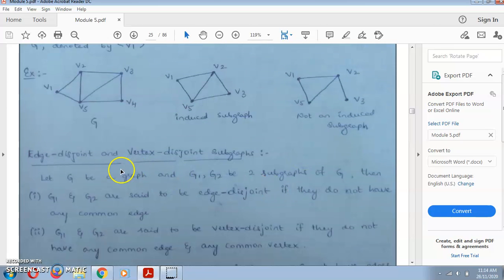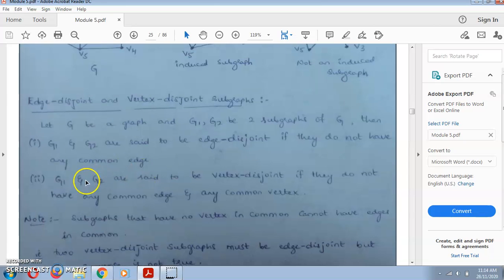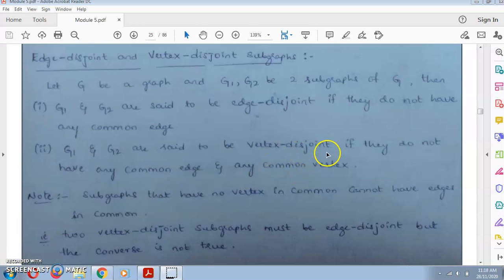Next, edge disjoint and vertex disjoint subgraphs. So what is edge disjoint? Let G be a graph and G1, G2 be two subgraphs of G. Then G1 and G2 are said to be edge disjoint if they do not have any common edge. And G1 and G2 are said to be vertex disjoint if they do not have any common edge and any common vertex.